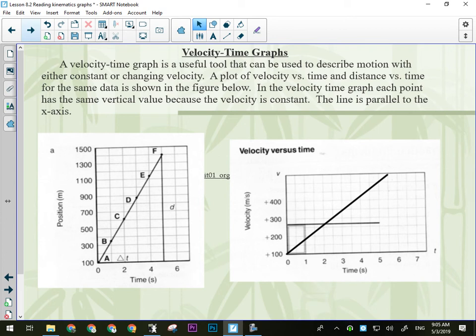So with velocity versus time graphs, I'm going to give you guys actually a little break here. Give you about 3-4 minutes. Then we'll talk about velocity versus time graphs.